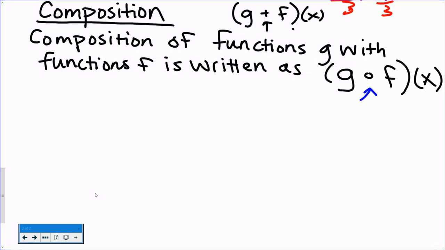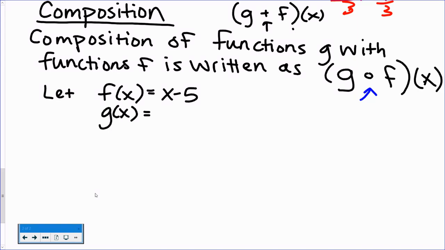So we'll see some problems, and so let's try a few examples here. So let's say we've got f of x, and that's x minus 5, and g of x is x squared. I'm also going to write another way I could write this is g of f of x. Both of those would be correct forms, so you may see both of those things.